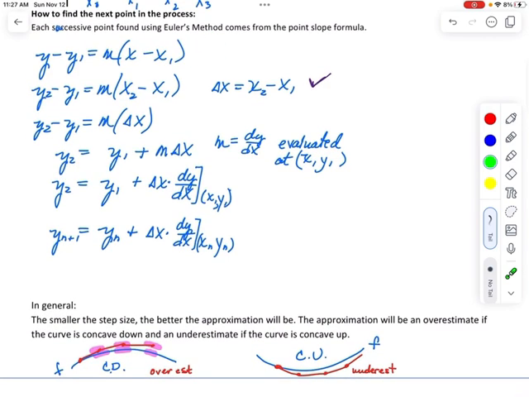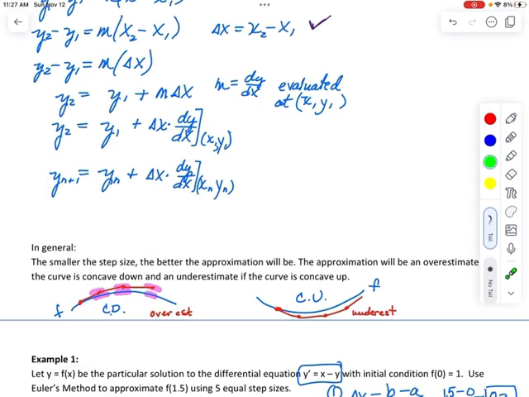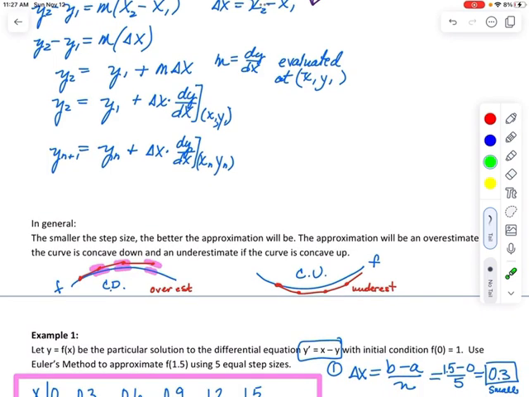Now, the smaller the step size, the better the approximation will be. The approximation will be an overestimate if the curve is concave down, and an underestimate if the graph is concave up. So if we have information about the second derivative, that'll always be helpful to look at what the sign is going to be. If it happens to be negative, then the graph is concave down on an interval. And remember, we're starting out with dy dx and we want to find y. Sometimes we can't get the function, but we can get the second derivative. So there you have it.